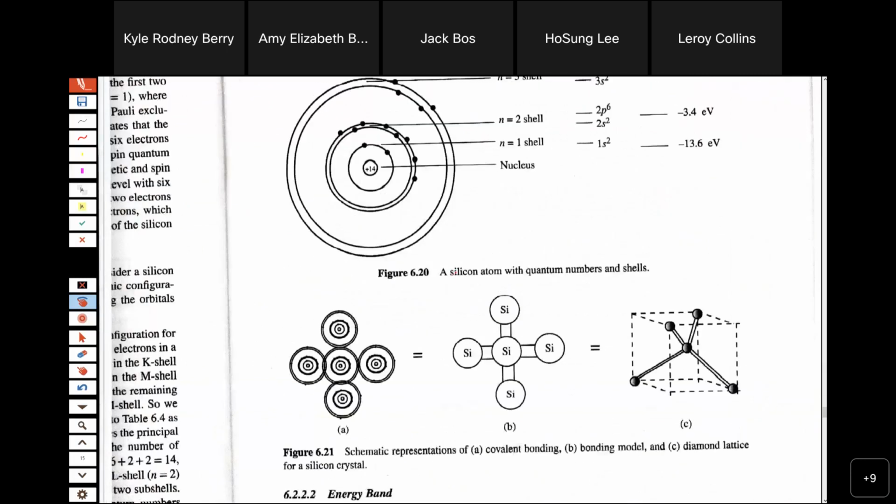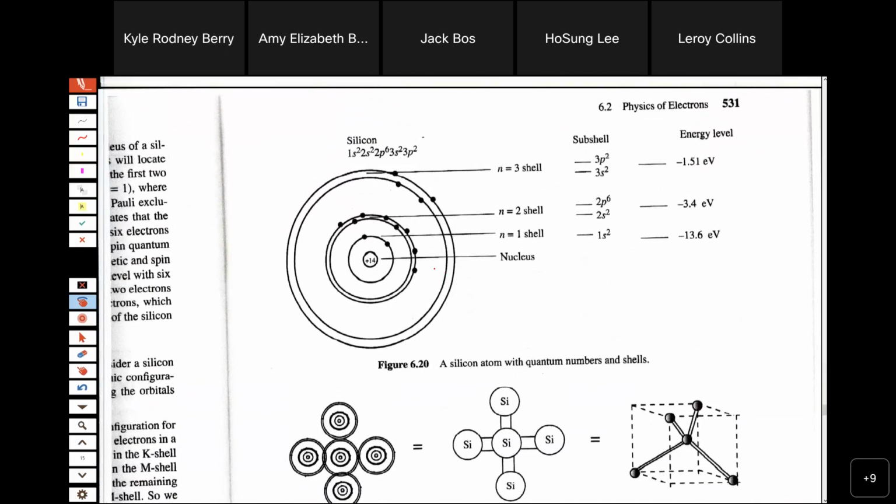Yeah, this is silicon, for example. Now we try to understand silicon. The atomic number is 14, which means 14 protons and 14 neutrons in the nucleus. So obviously, there should be 14 electrons.